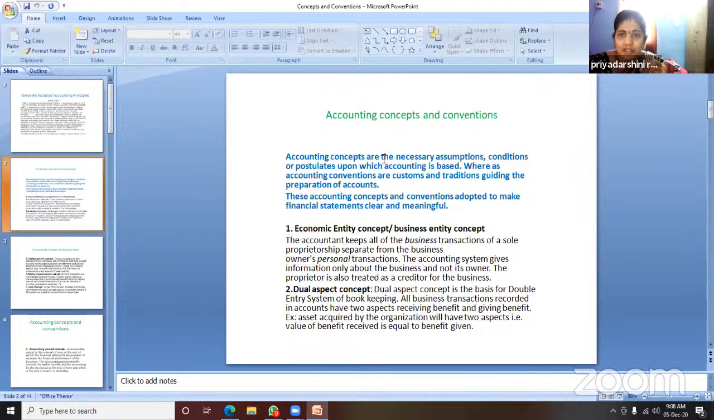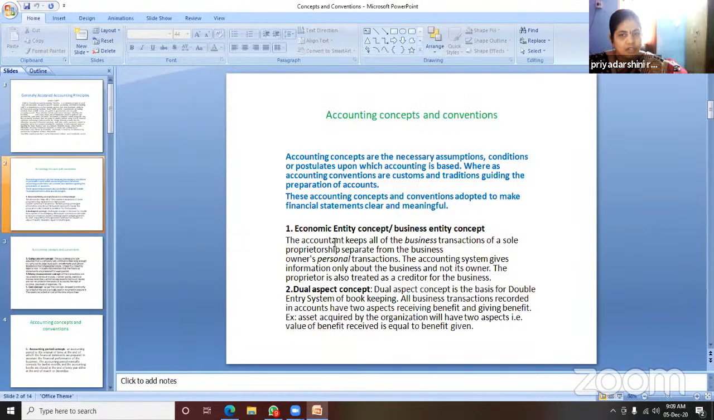So the concepts provide assumptions, conditions, and postulates upon which accounting is based, whereas accounting conventions are customs and traditions guiding the preparation of accounts. So both together, concepts and conventions, are the principles of accounting. We have 9 types of concepts.